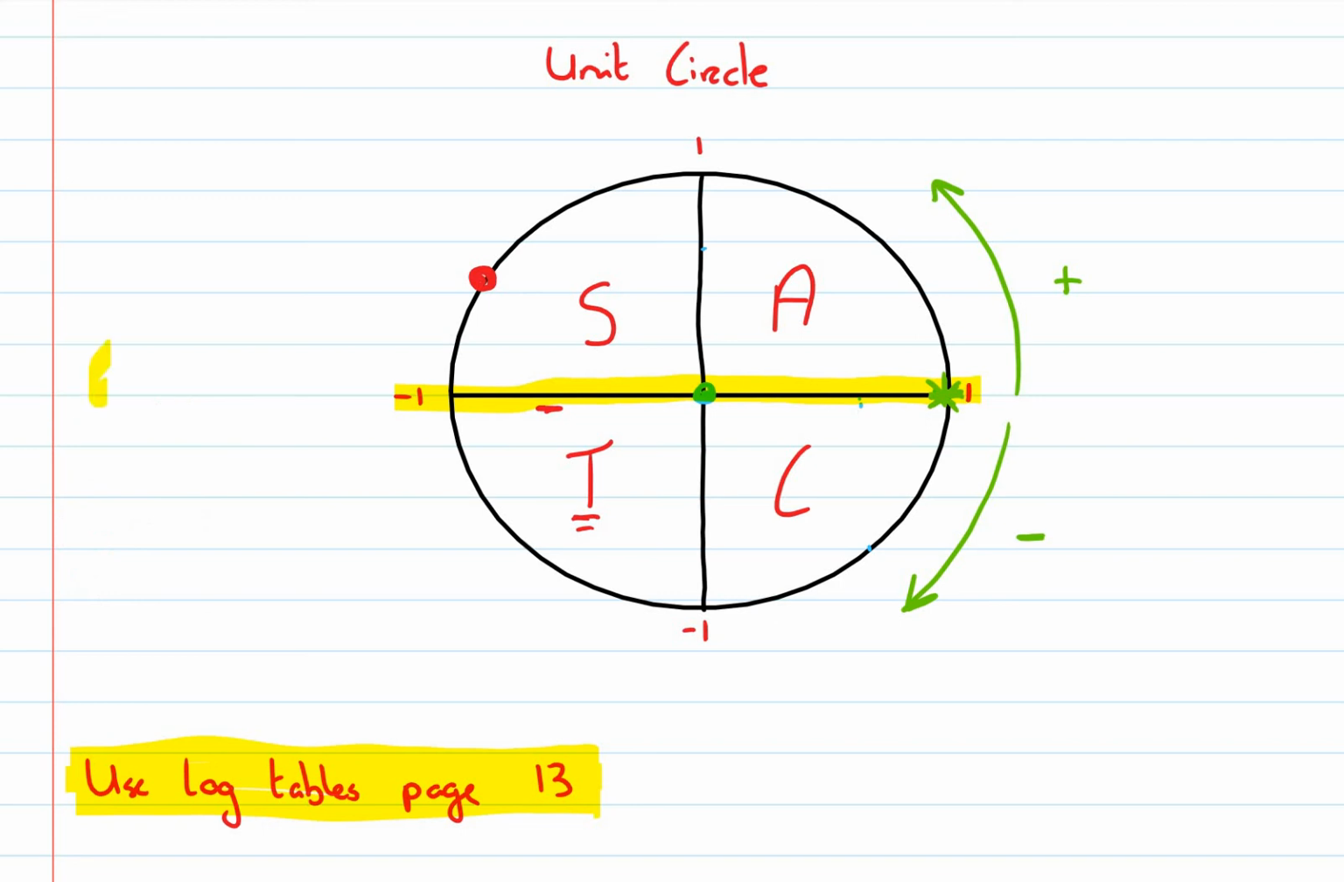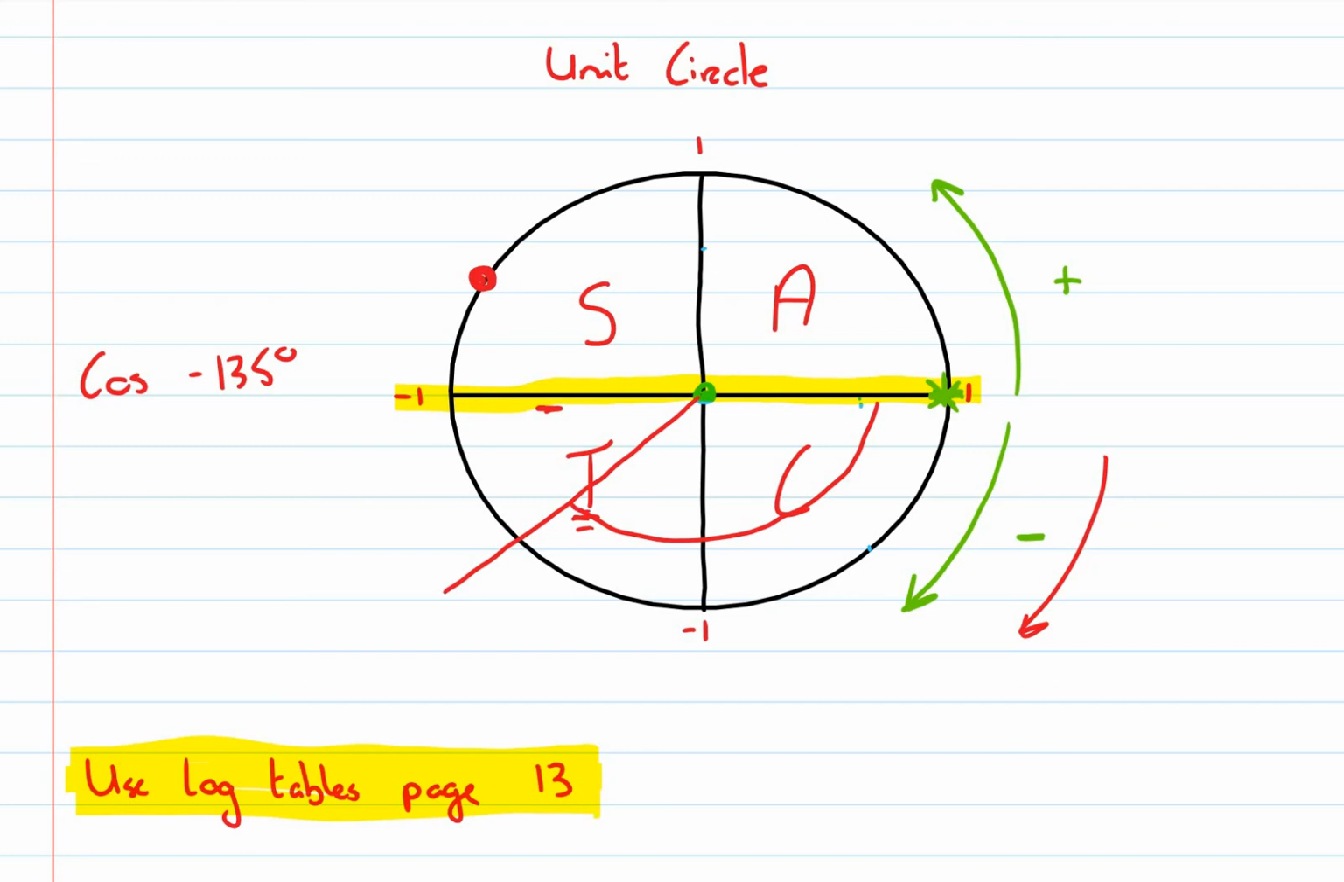So it's cos minus 135 degrees. It's minus, so we'll be going this way. 135 degrees, we'll be back this way. And there we go.